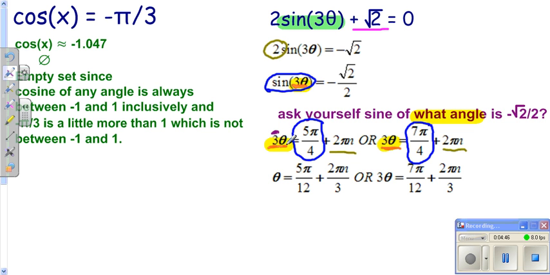It's 3 times your angle, so we're going to have to divide everything by 3. Divide the left side by 3, we get this. Divide the right side by 3, 2 pi n over 3. Divide this fraction by 3. Remember, dividing by 3 is the same as multiplying by 1/3.